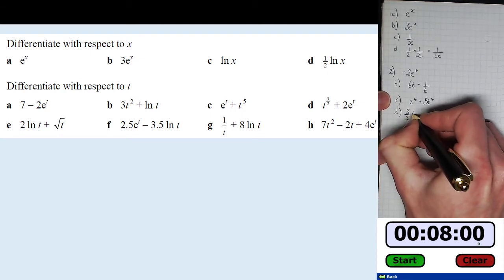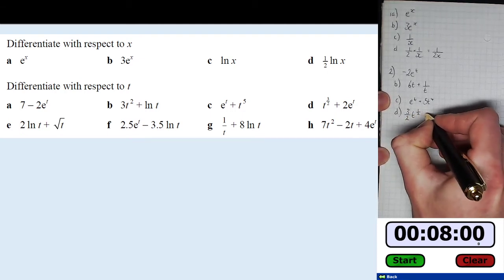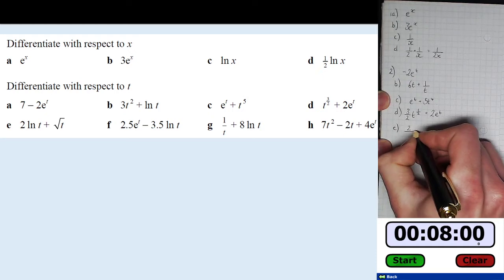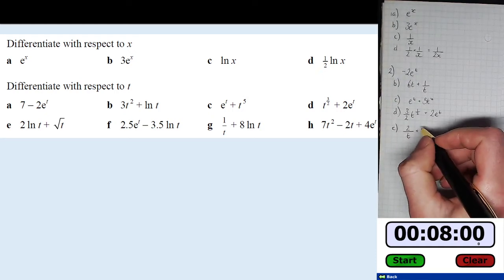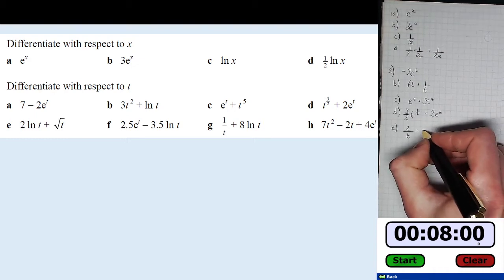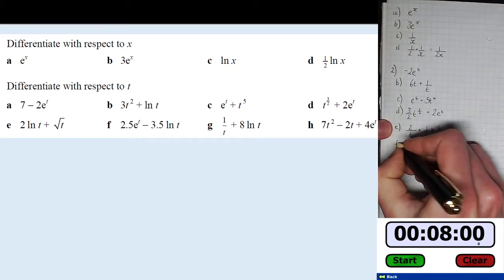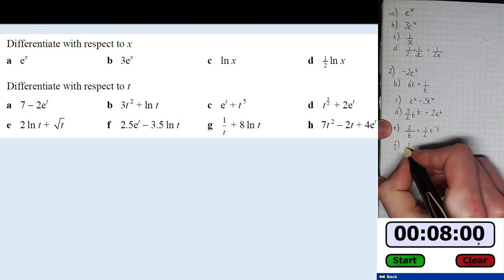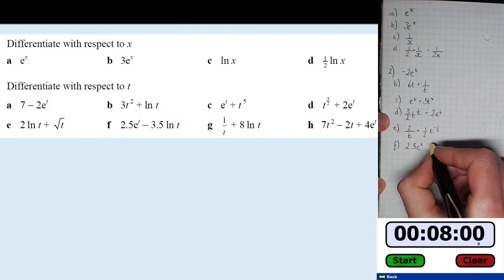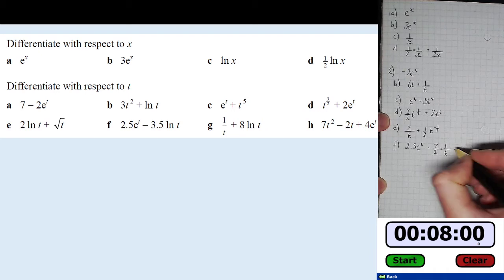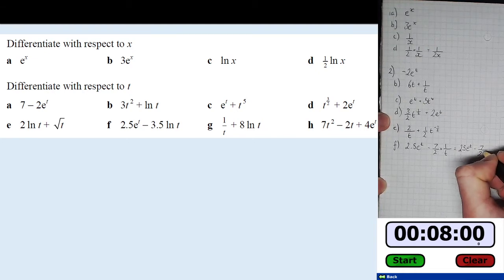Next one, 3 over 2t to the power of 1/2 plus 2e to the t. E: 2 over t plus, now square root of t is the same as t to the power of half, which is going to be 1/2 t to the power of negative 1/2. F, 2.5 e to the t take away 3.5 times... which is the same as 7 over 2 times 1 over t, which we can write just as easily as 2.5 e to the t minus 7 over 2t.